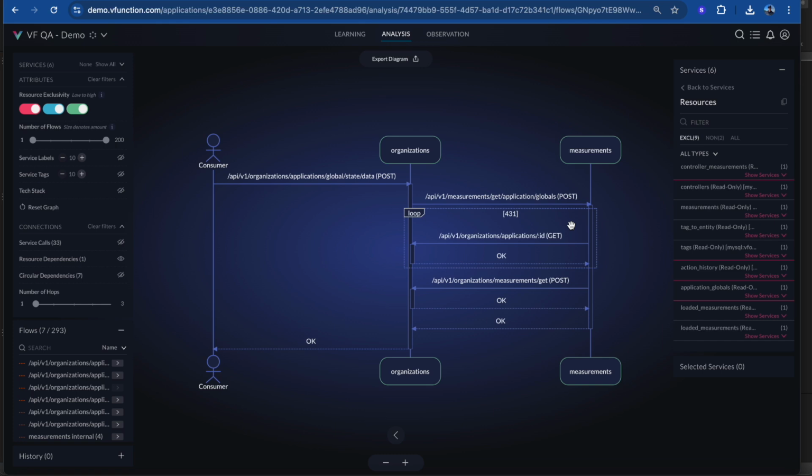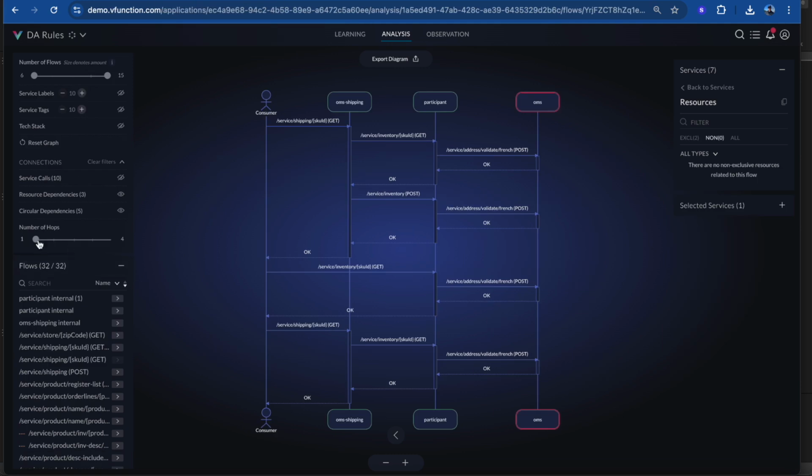This is where architectural observability essentially complements your APM tools. As you see the performance issue there, you may even see an outage. But through the architectural observability, you can actually go down to the root cause. And in this case, it's a circular dependency. The system allows you also to filter multi-hop flows, which are flows that have too many hops in them.